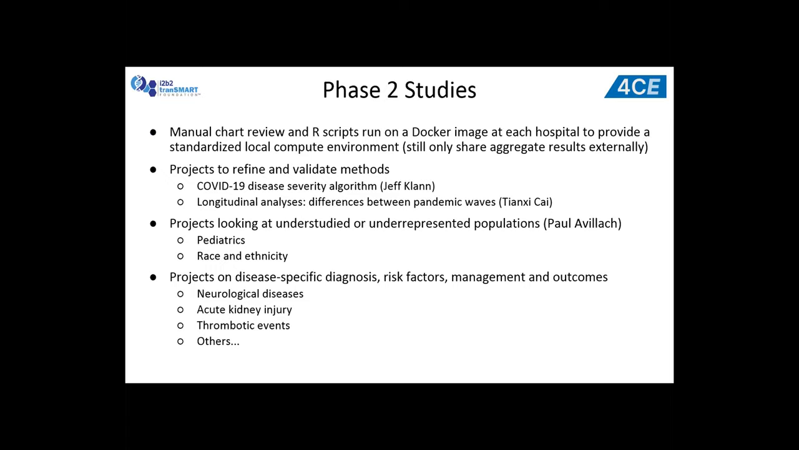Phase two studies I mentioned take a deeper dive using patient-level data, machine learning, and chart review. There are three different kinds of phase two studies we look at. One are projects to refine and validate our methods. So we run an aggregate query study in phase one based on some initial algorithm that we develop. And then we do a chart review to make sure those algorithms are correct and if they need to be adjusted over time. And then we can go back and fix the algorithms in our next phase one study.